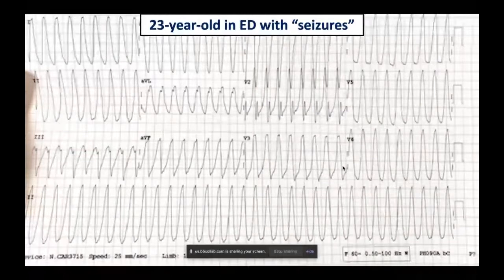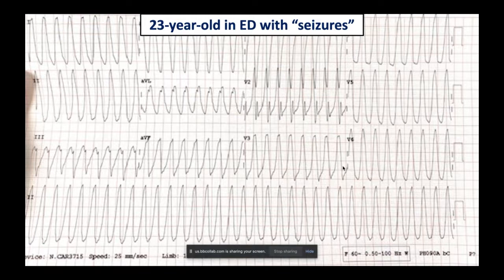Okay, another real tracing. A 23-year-old in the emergency room with, quote unquote, seizures: passing out, waking up, absence-like seizures, till somebody got an EKG and put them on telemetry, and this was her rhythm. Wide complex for her. This is not narrow complex for her.